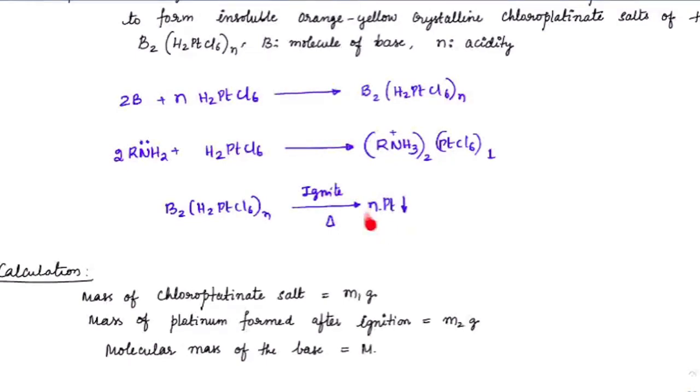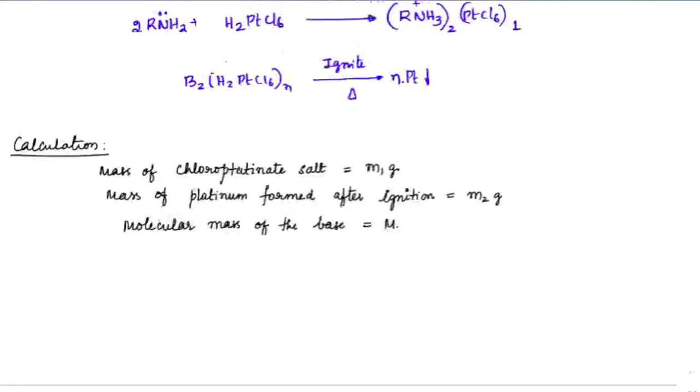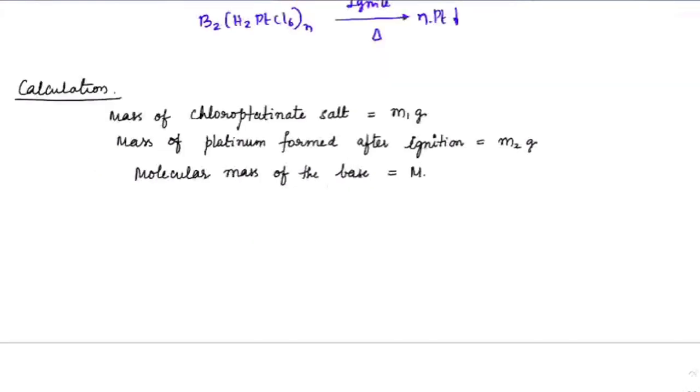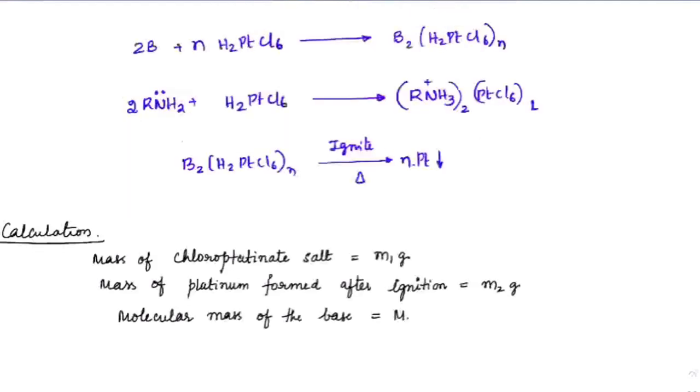Based upon the amount of platinum that has formed, we will try to estimate what is the mass of base which is present, or molar mass of the base which is there. In fact, most of the questions here will be about identifying the molar mass of the base. Okay. Let me tell you how the questions would be. Suppose we consider the mass of the chloroplatinate which I have initially taken, that is H2PtCl6, let me call it as M1 grams, and mass of platinum formed after ignition, let me call this as M2 grams.